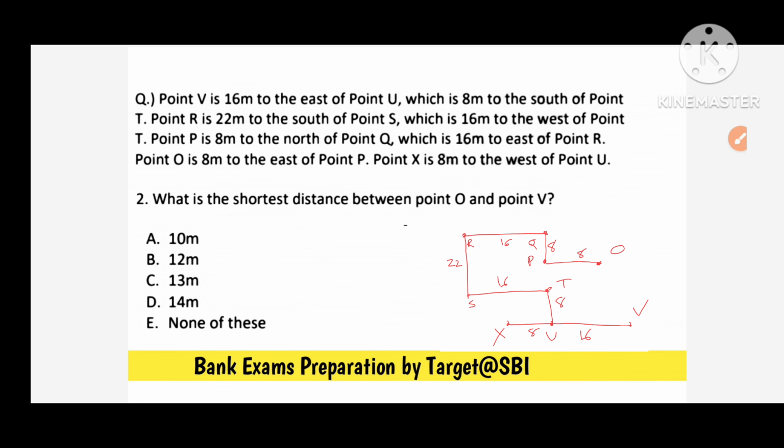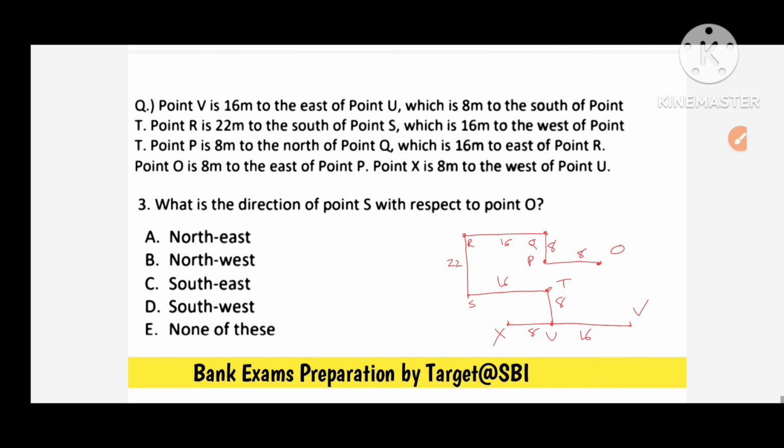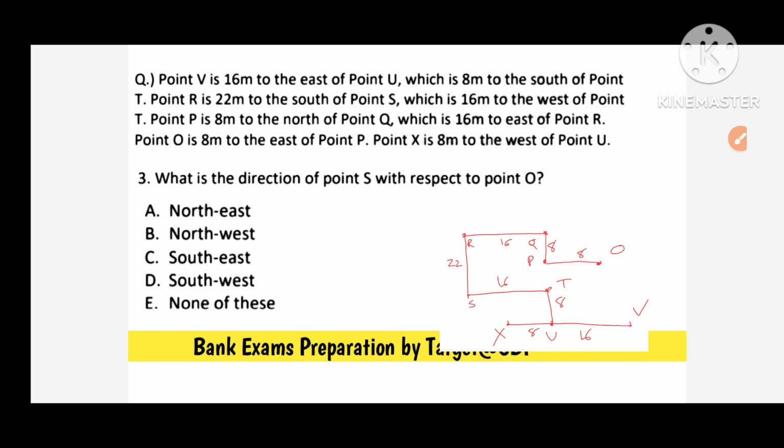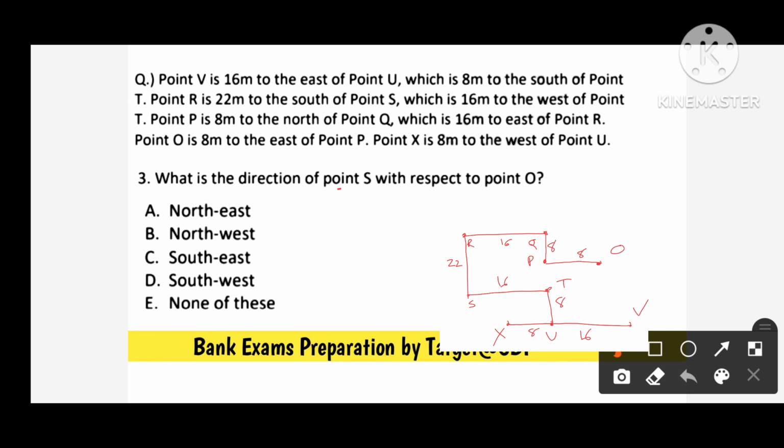In question number 2 there are some typing mistakes, so let's move to question number 3. What is the direction of S with respect to O? The direction of S with respect to O is southwest, so option D is the answer for this one.